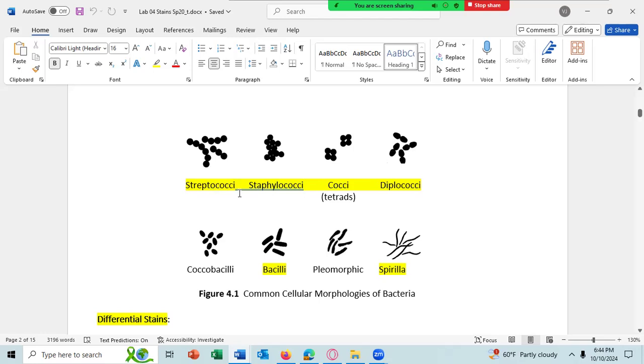I suppose you could have clumps, but you can have staphylobacilli. We don't usually call it that, but you could have clumps too. Bacilli do not normally form cocci, well, I mean tetrads or octets.